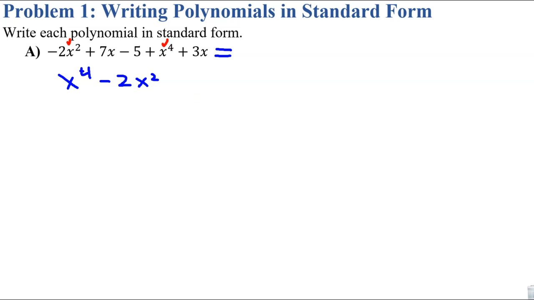And as far as the x's go, I've got 2 of them. I've got some like terms to combine. There's a 7x plus a 3x. That's going to be a 10x. So we'll just say plus 10x.